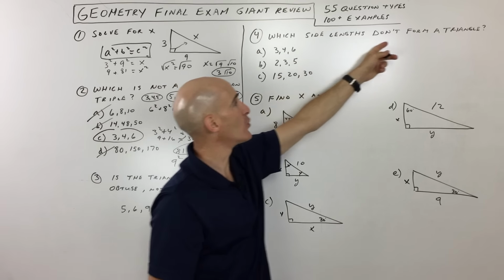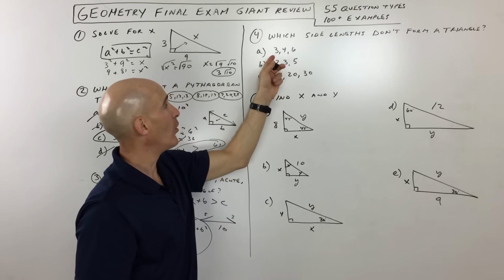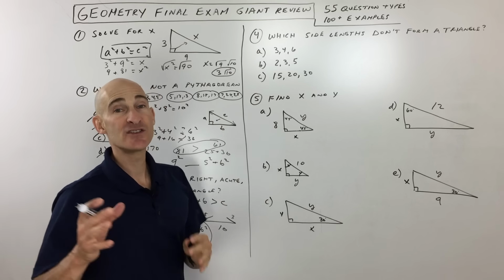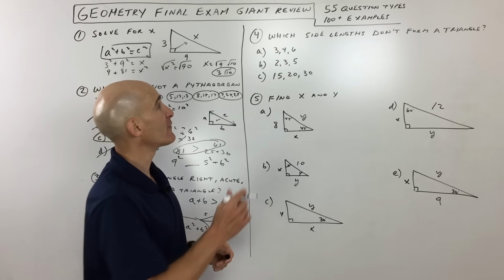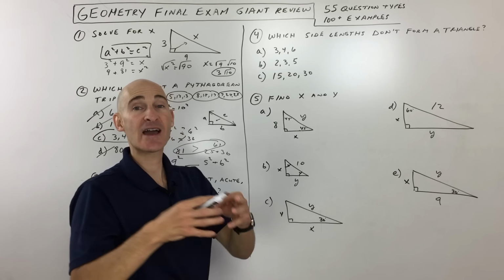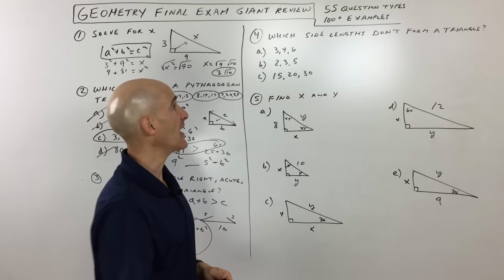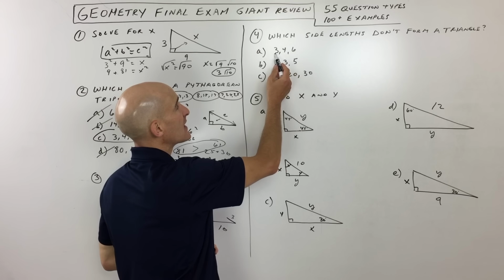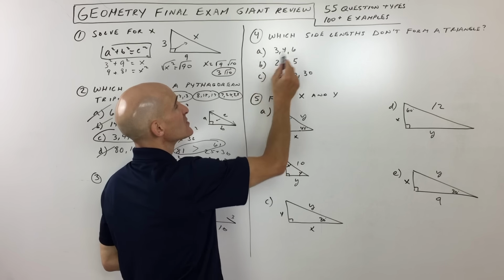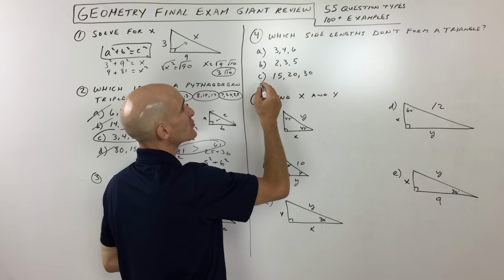Which side lengths don't form a triangle? Okay, so we're back to our triangle inequality theorem again. I'll give you a little quick hint. If it's going to fail, it's the two shorter sides that are not going to add up to more than the longest side. So we can save some time by just saying, oh, 3 and 4, those are the shorter sides. 3 plus 4 is 7. That's more than 6. So this is going to form a triangle.